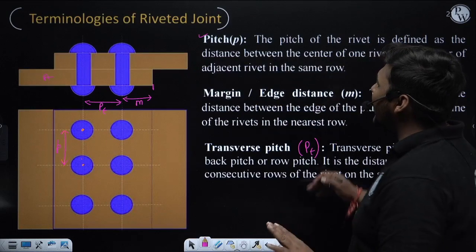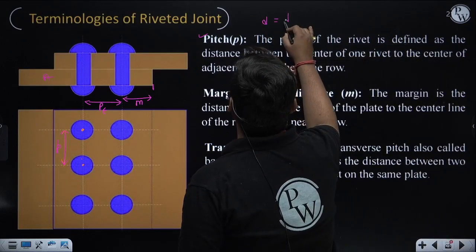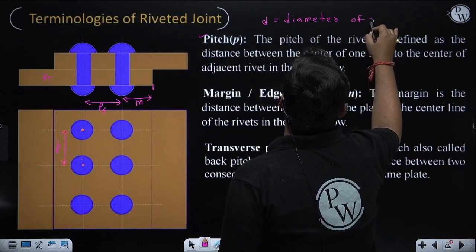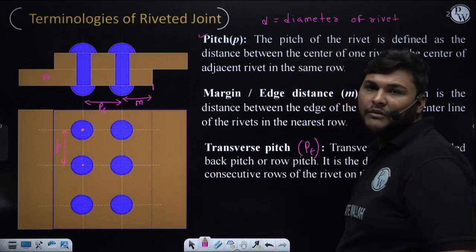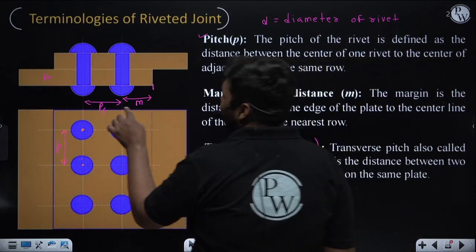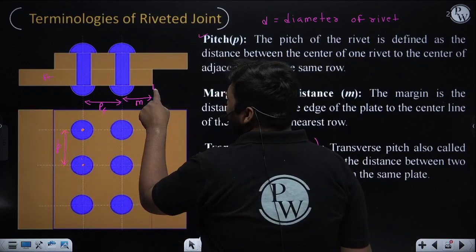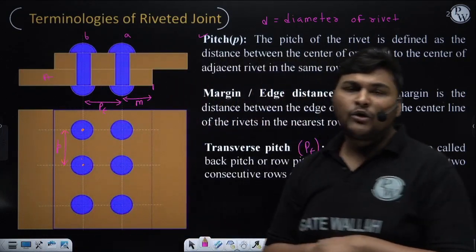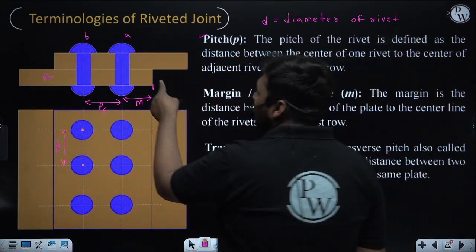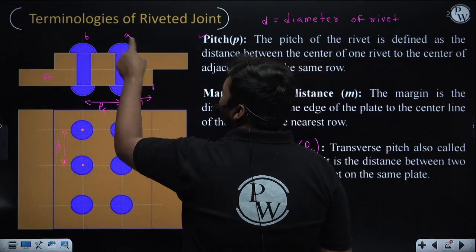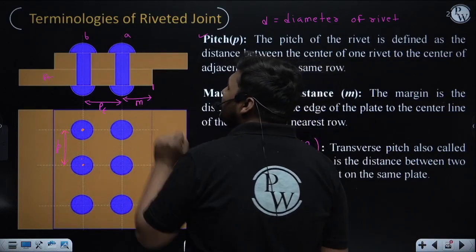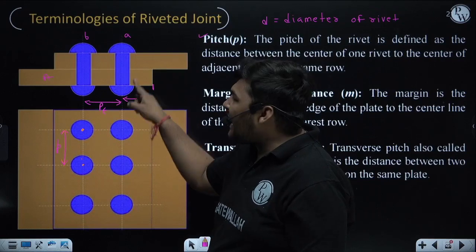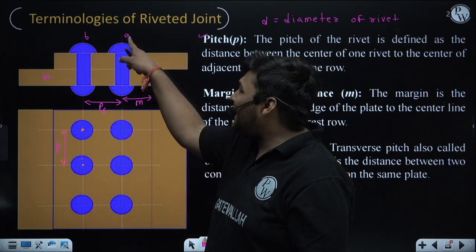One terminology I already discussed is small d. Small d is the diameter of the rivet. Whenever I say diameter of rivet, I mean the diameter of the shank portion of the rivet. Now what is the significance of m, PT and p? Suppose I denote this row as row A and the next row as row B. Right now it is a double row riveted joint. This is the edge of this plate. From this edge, the nearest row is row A, and the distance of the nearest row is small m. So after distance m from this edge, we attach the first row of rivets, the A row.